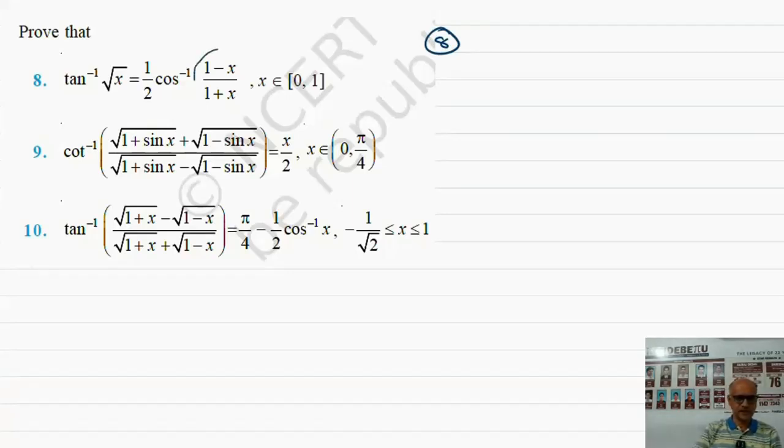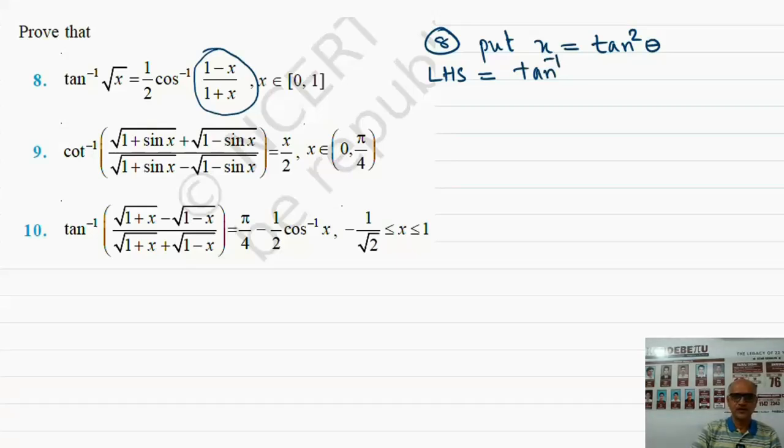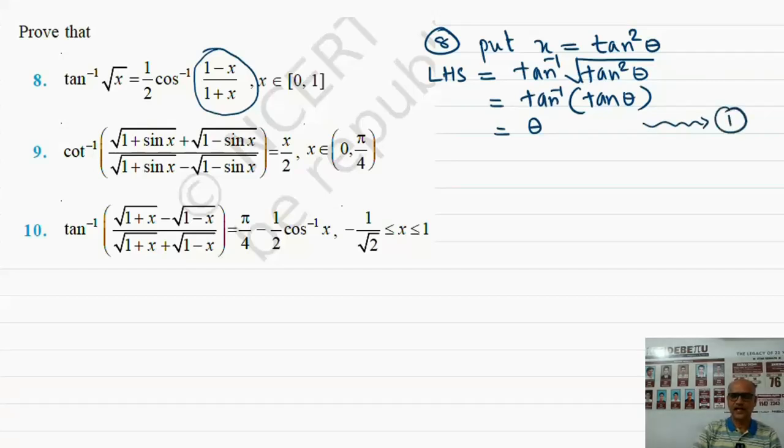Now if you observe this, cos inverse of 1 minus x by 1 plus x, in this form you have a formula of cos 2 theta. So what you do, put x is equal to tan square theta. I will substitute separately in LHS and RHS, so it will be easy to understand. LHS, tan inverse root of x, so root of tan square theta. So this is equal to tan inverse of tan theta. Square and root get cancelled. Tan inverse and tan cancel, again with theta. This is 1.